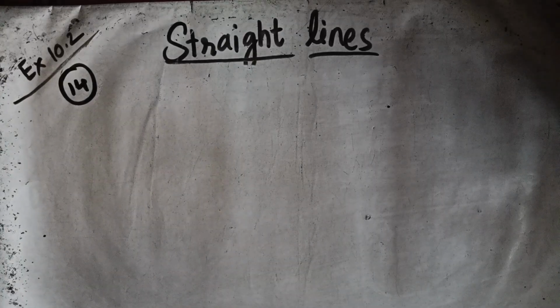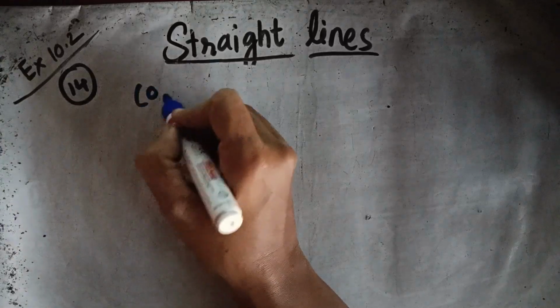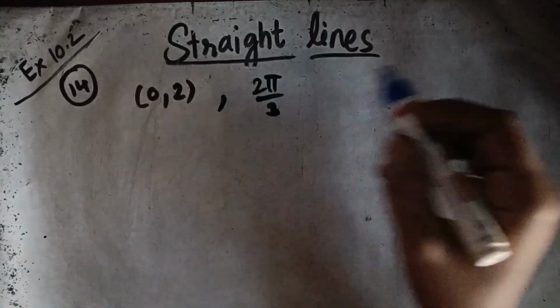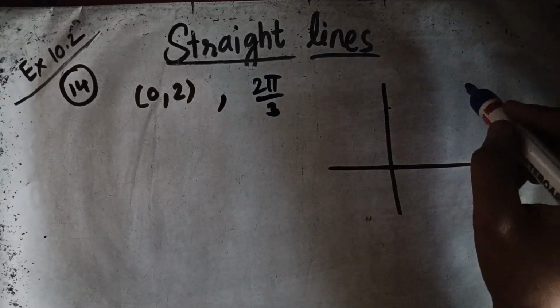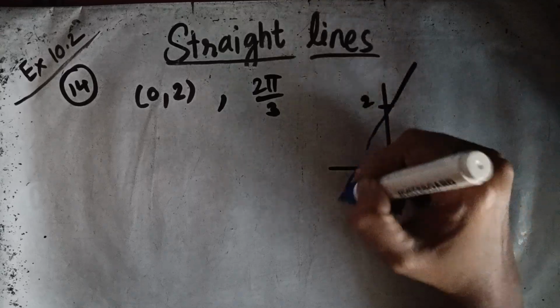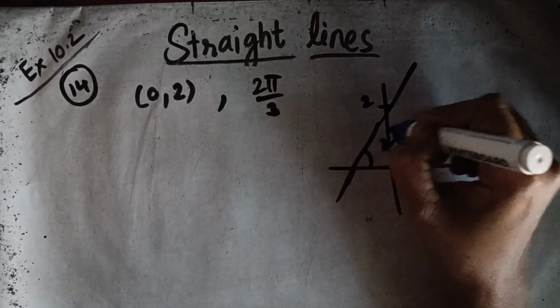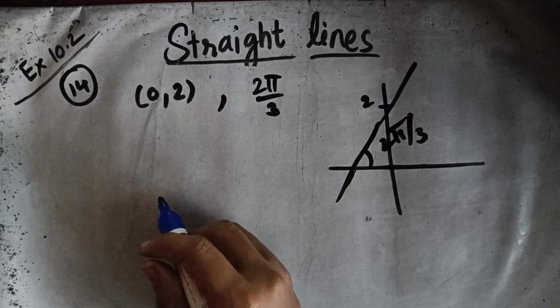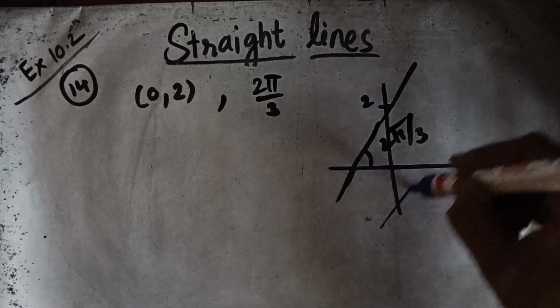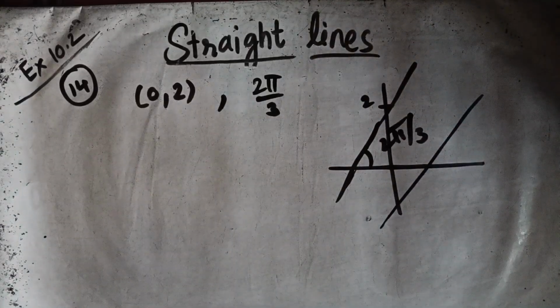Question 14. Find the equation of the line through the point (0, 2) making an angle 2 pi by 3 with the positive axis. So it's going through the point (0, 2) like this and making an angle 2 pi by 3 with the positive axis. Now find the equation of the line parallel to it and crossing the y-axis at a distance of 2 units below the origin.